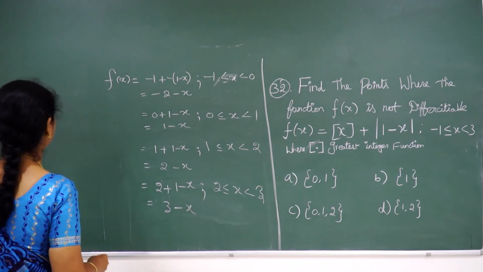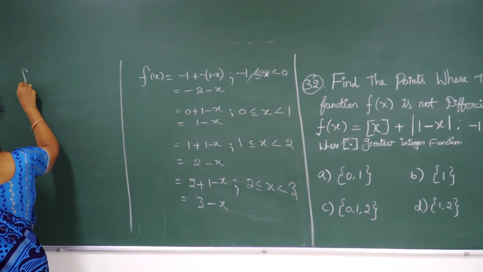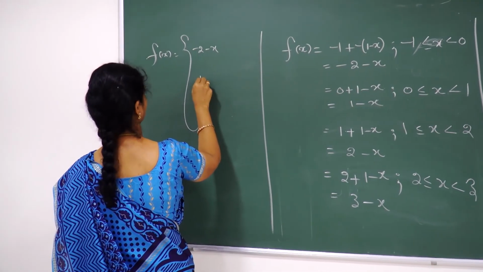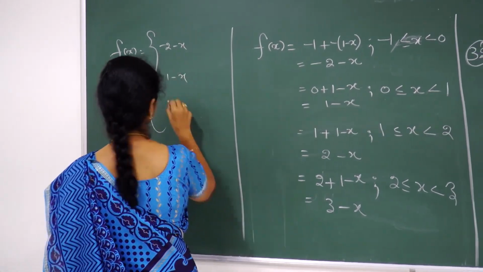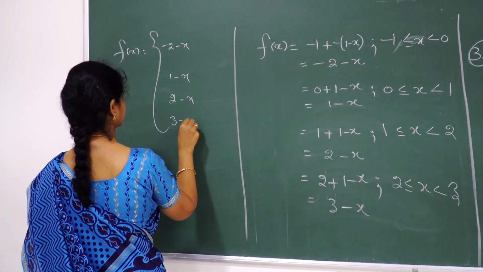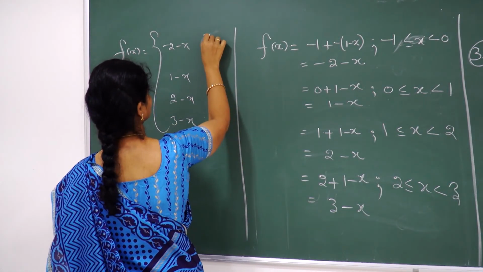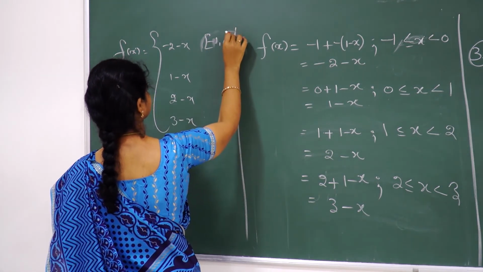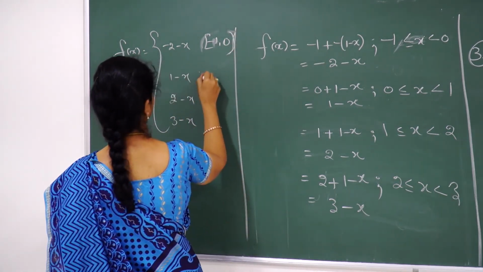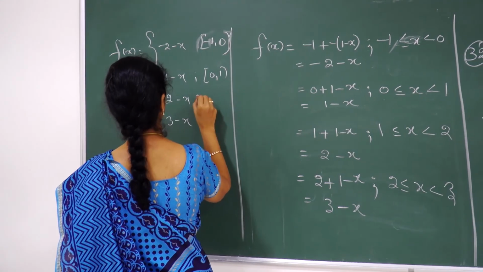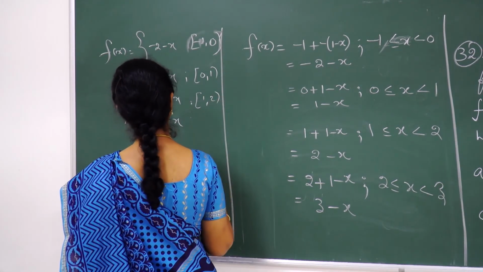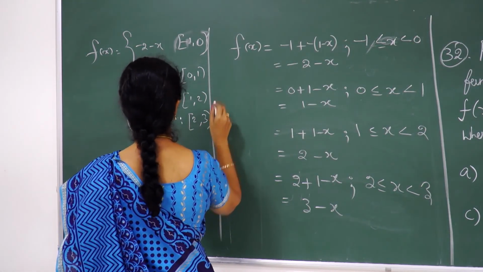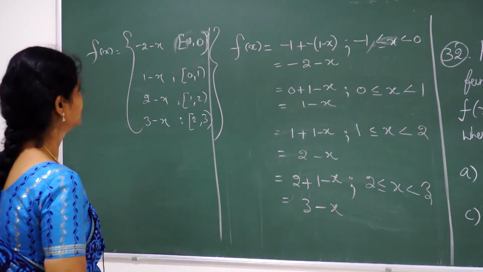So finally you find out the f of x value. Now f of x you can combine: this is the set of values minus 2 minus x, 1 minus x, next 2 minus x, next 3 minus x, between the regions: minus 1 to 0 open interval, next closed interval 0 to 1, next 1 to 2, next 2 to 3. In these intervals you can find out this limit.